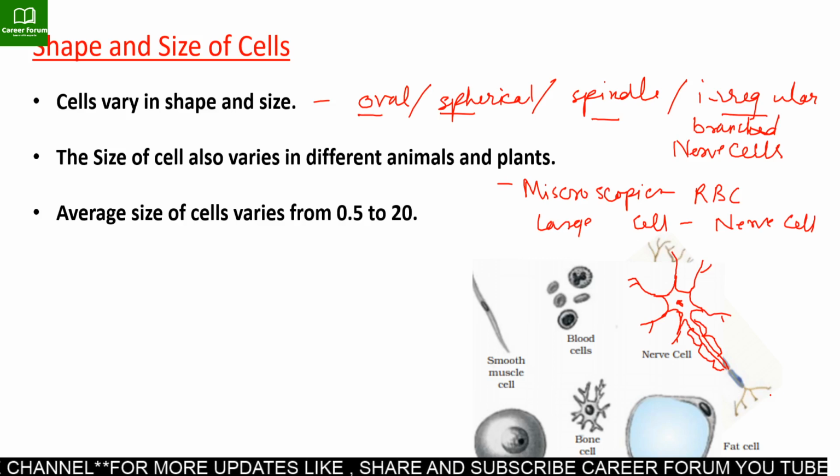So the particular point here is to show you the sizes and shapes of the cells. This is how the cells look. Some of them are oval, some are spherical, some are spindle, while some are irregular and branched like nerve cells.